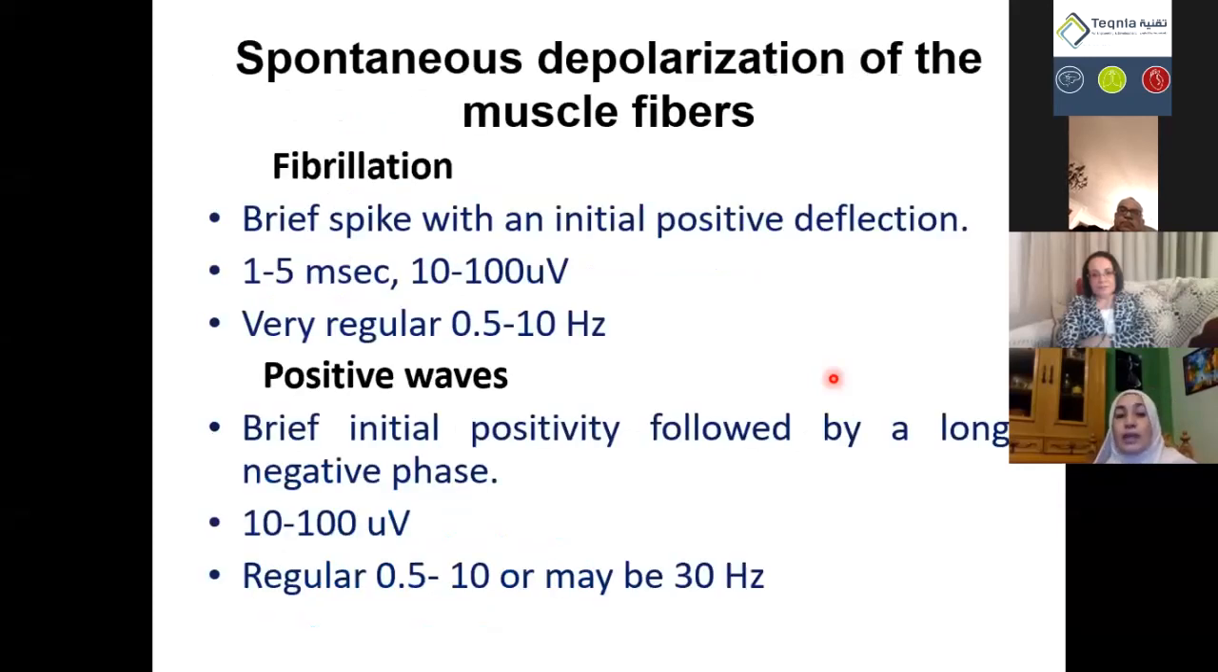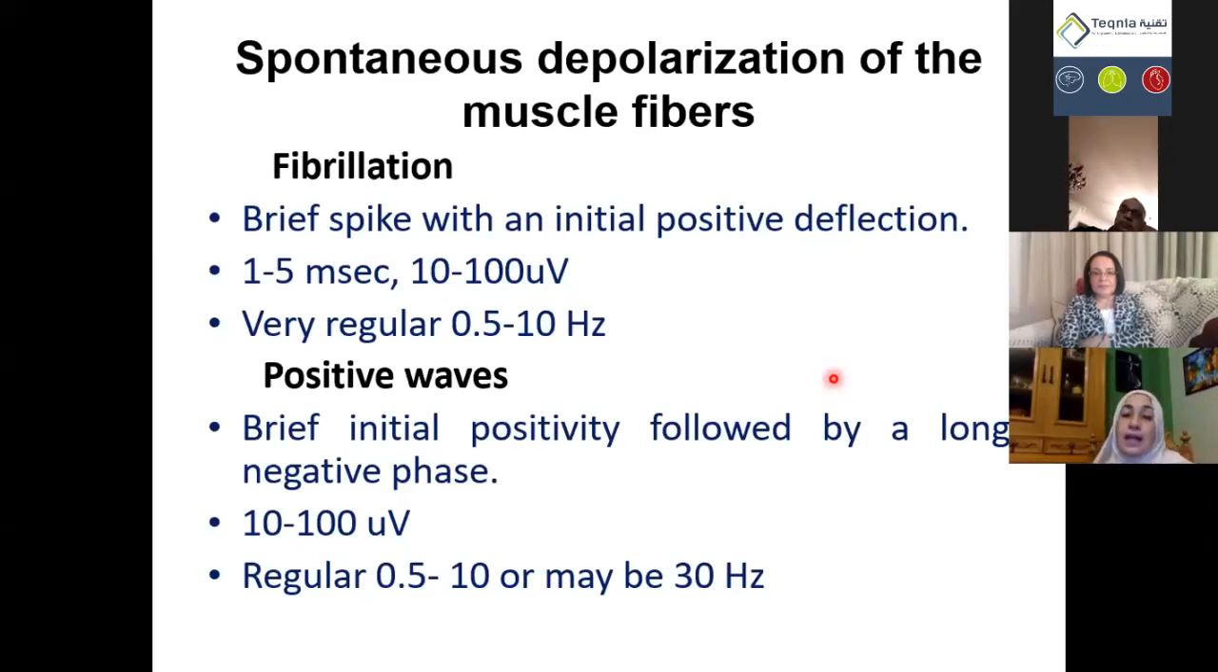Fibrillation potentials are brief spikes with initial positivity. This is difference number one, initial positivity. Very regular firing rate, this is difference number two. To differentiate end plate spikes from fibrillation potentials, freeze the screen and look at what the initial deflection is, positive or negative. Let the screen run in the normal way and see if the firing is regular or irregular.